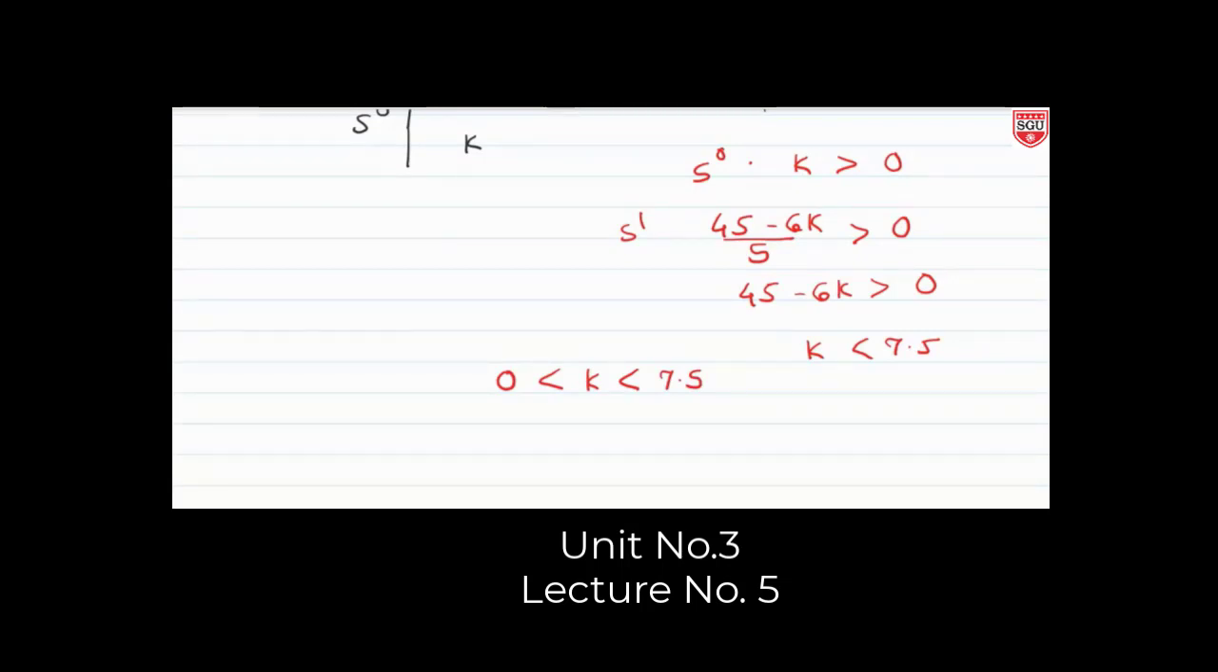There is one question at the end they have asked: the maximum value of K for a stable system. What is your answer? That answer is the final step of this equation. What is the maximum value of K so that the system will be stable? Above that, the system will become unstable.